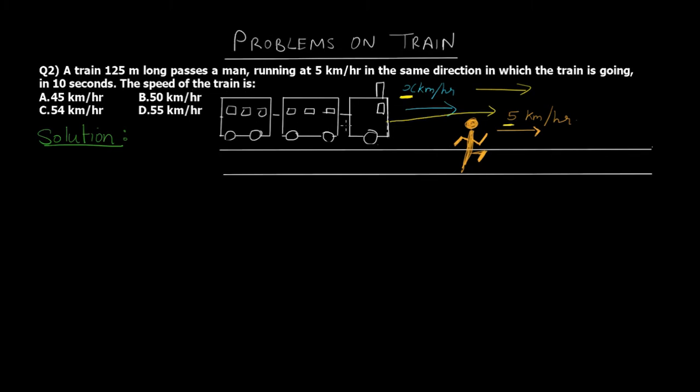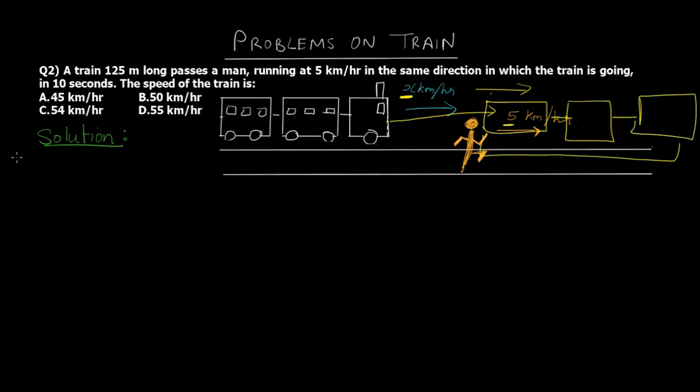the train. So when the train completely overtakes this person, this train would have passed this person. So the last part of the train would be like this. It would have covered a distance equal to the length of the train. So here we know that the distance is going to be 125 meters, because when the train completely passes the man, it would have covered its own length as distance. So that is why the distance is going to be 125 meters.